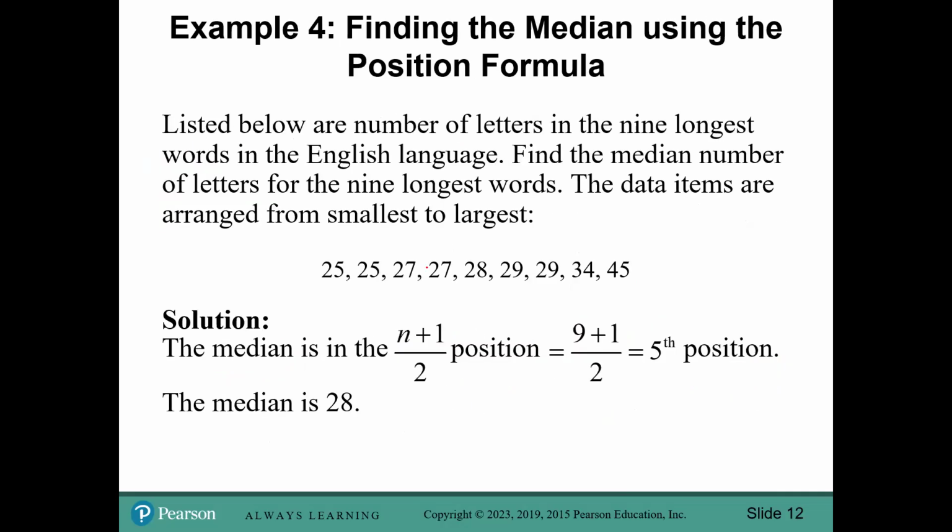So let's look at this here. I have a set of data, 25, 25, 27, 27, 28, 29, 29, 34, 45. They are in order. I have 1, 2, 3, 4, 5, 6, 7, 8, 9. If I have 9 of these, I'm going to take 9 and add 1 and then divide that by 2. So 9 plus 1 divided by 2 is 5. And that is the position that is my median. So that is 28, the fifth value.